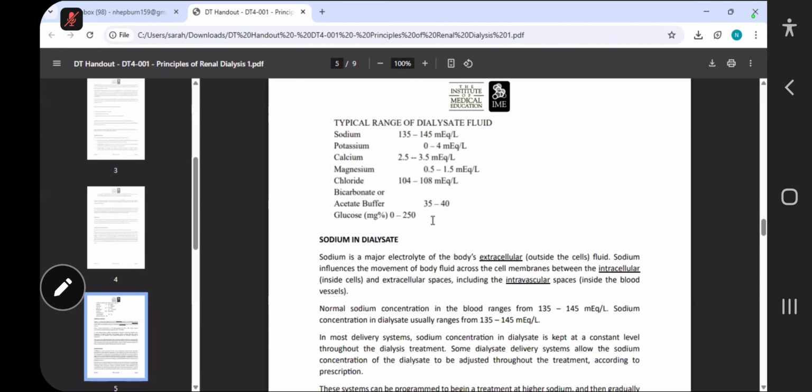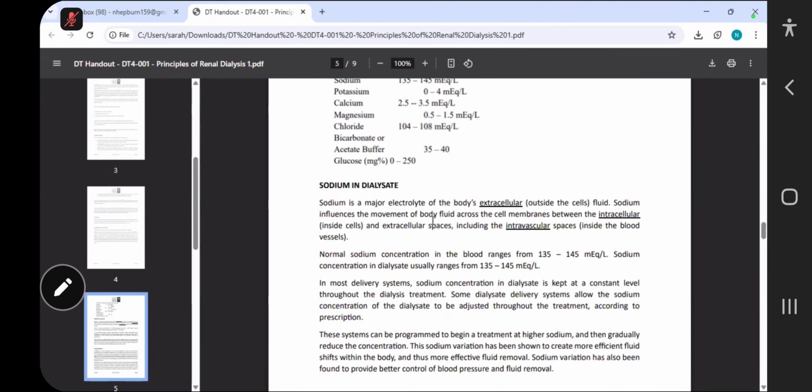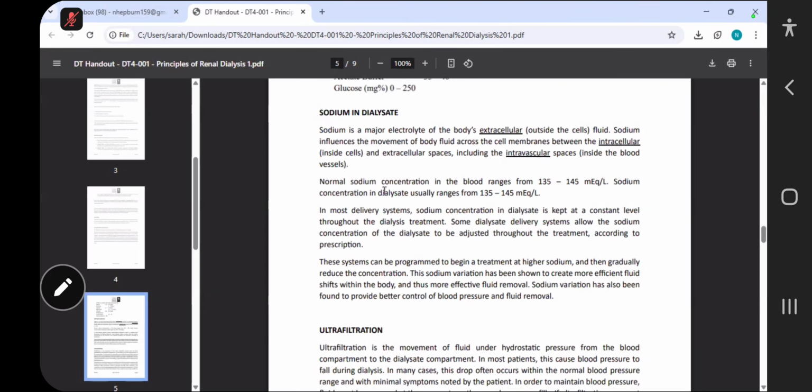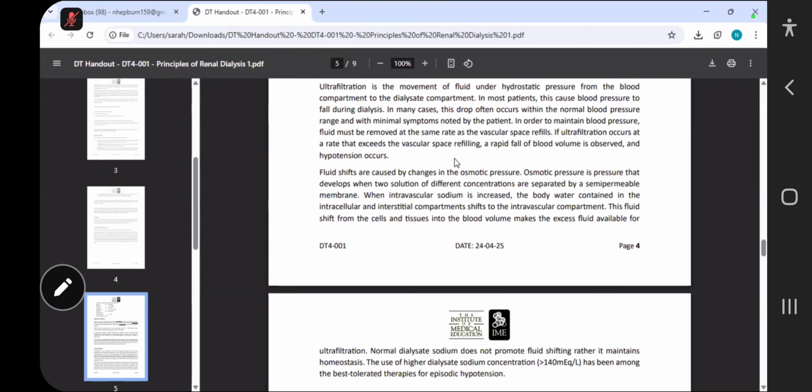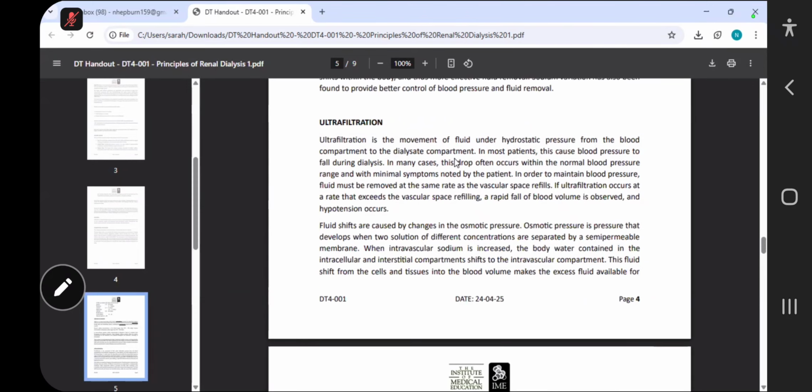It has two types of... I'm looking for something here. Sodium in dialysate. This is important. You all did sodium, Madeline. Miss, I think I had that, yeah? Well, I'm glad you all did sodium, Madeline.